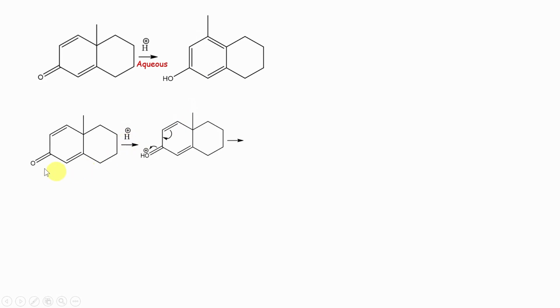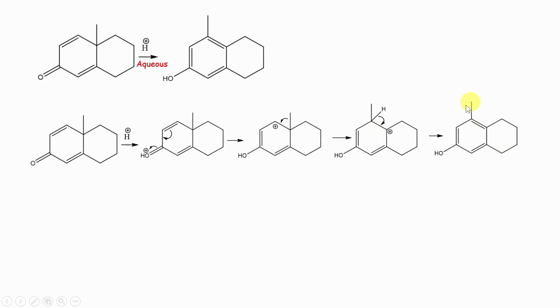First of all, protonation of the dienone takes place to form protonated dienone. Then by pi electron shift towards this oxygen, we get this carbocation. It is a secondary carbocation. By the 1,2 shift of this alkyl group, we get a tertiary carbocation, which is more stable than the secondary carbocation. Then by deprotonation, or elimination of a proton, we get this meta derivative of phenol.